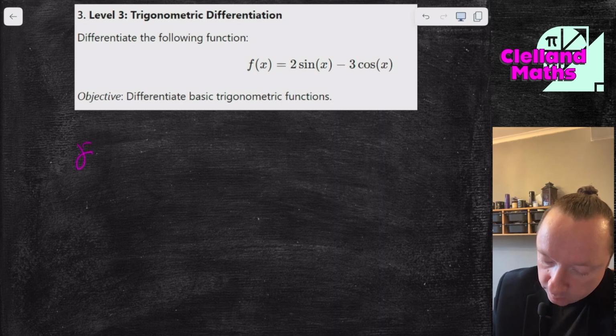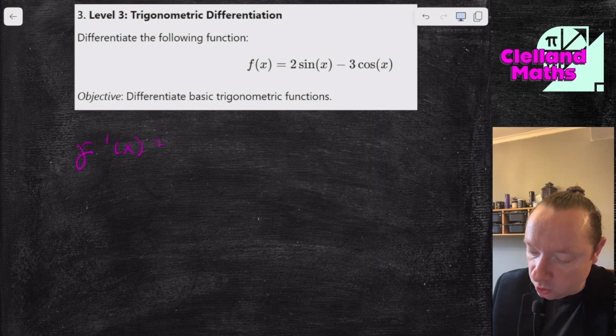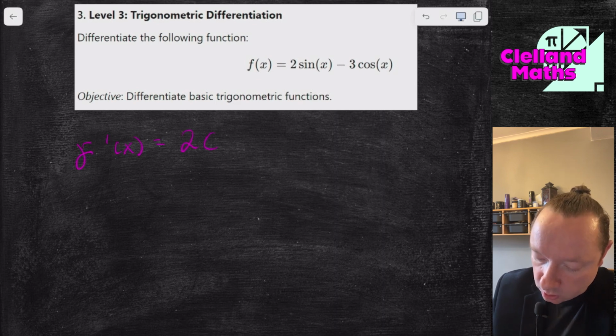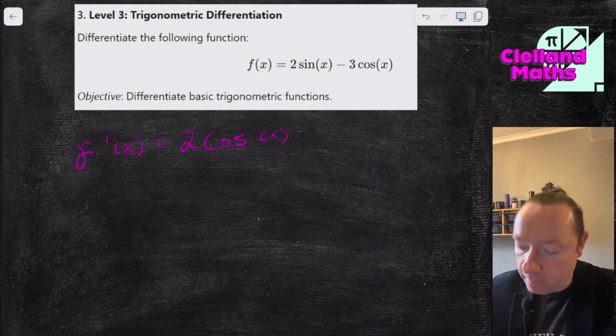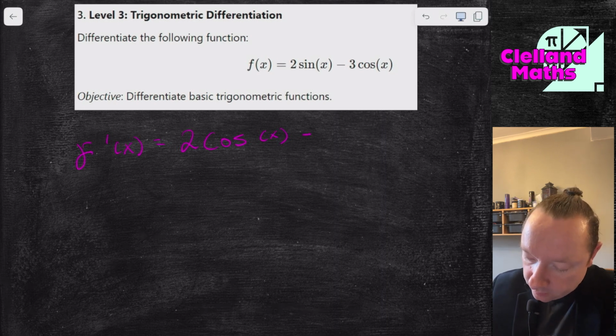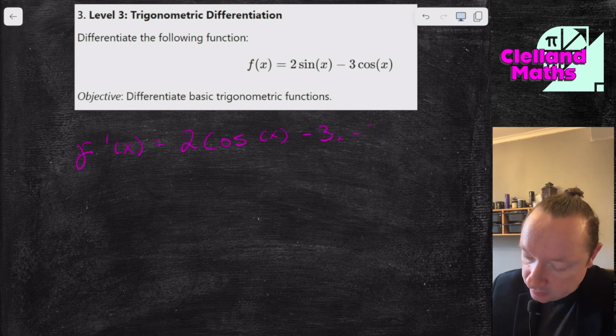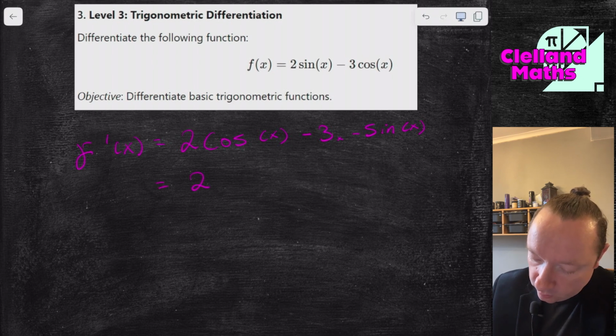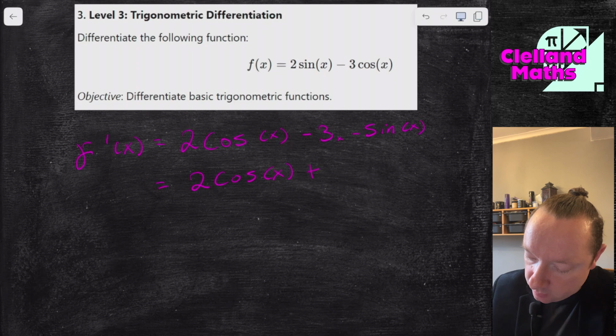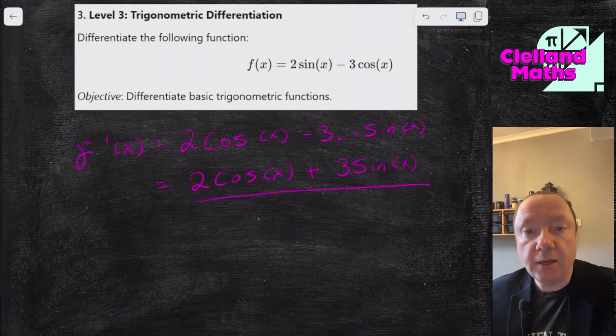So if we just do it bit by bit, 2 sine x must be 2 cos x. And then, it's a little bit tricky actually, we've got minus 3. But then we're going to times by, cos x becomes minus sine x. So it's given us a double minus. Thanks very much, Chat GPT, for that. But we can do that, okay, if we keep our head on. 2 cos x, minus times a minus is a plus, plus 3 sine x. Fairly certain that is the final solution.